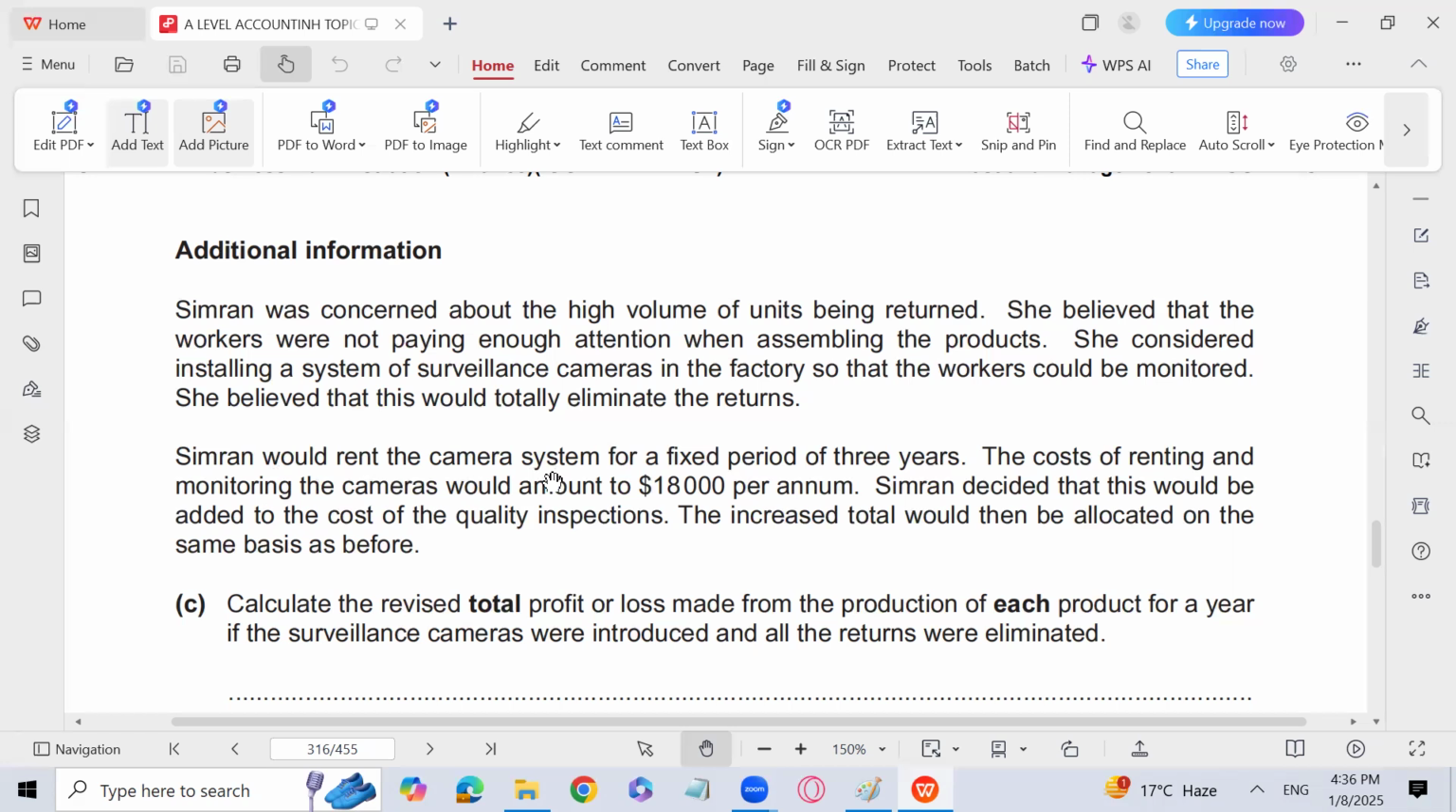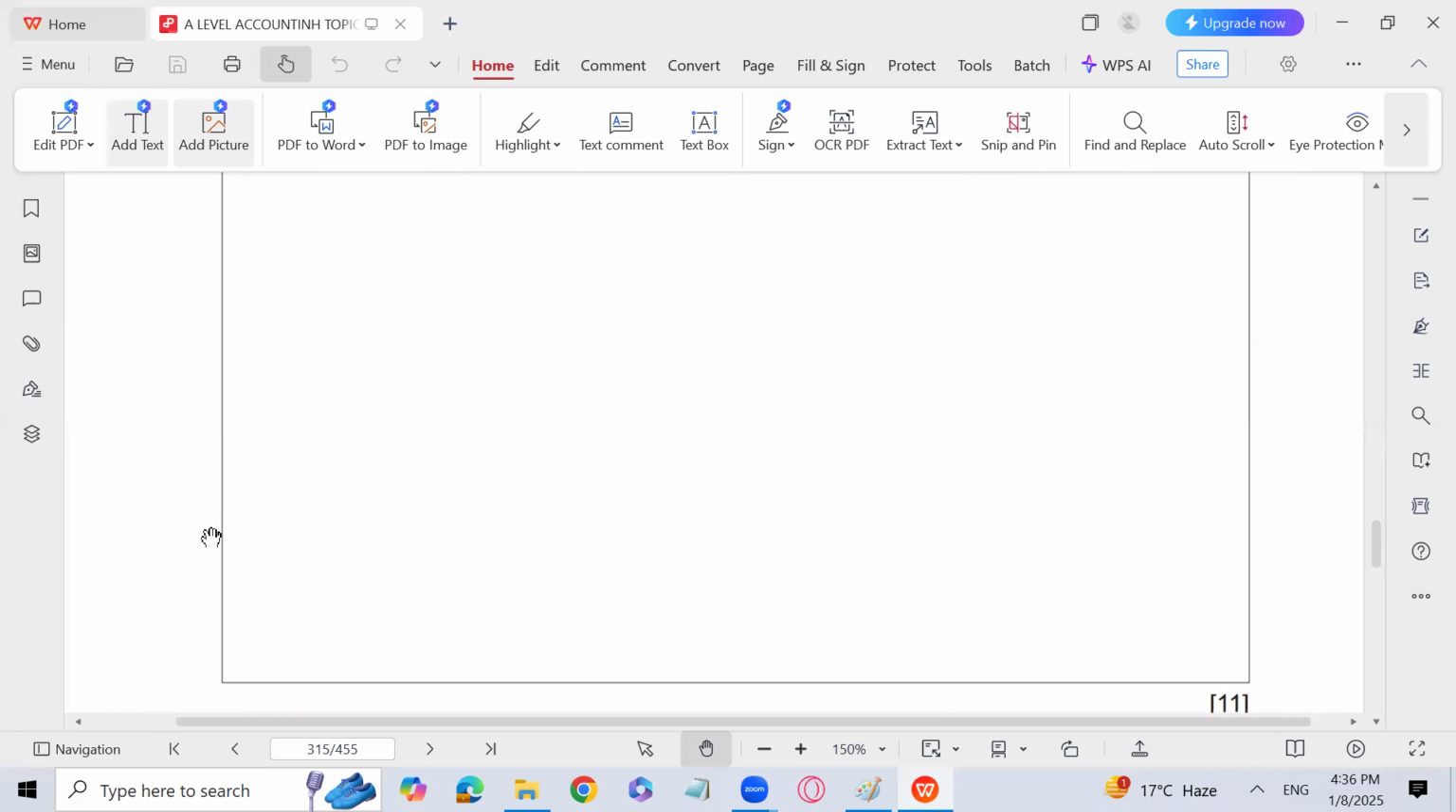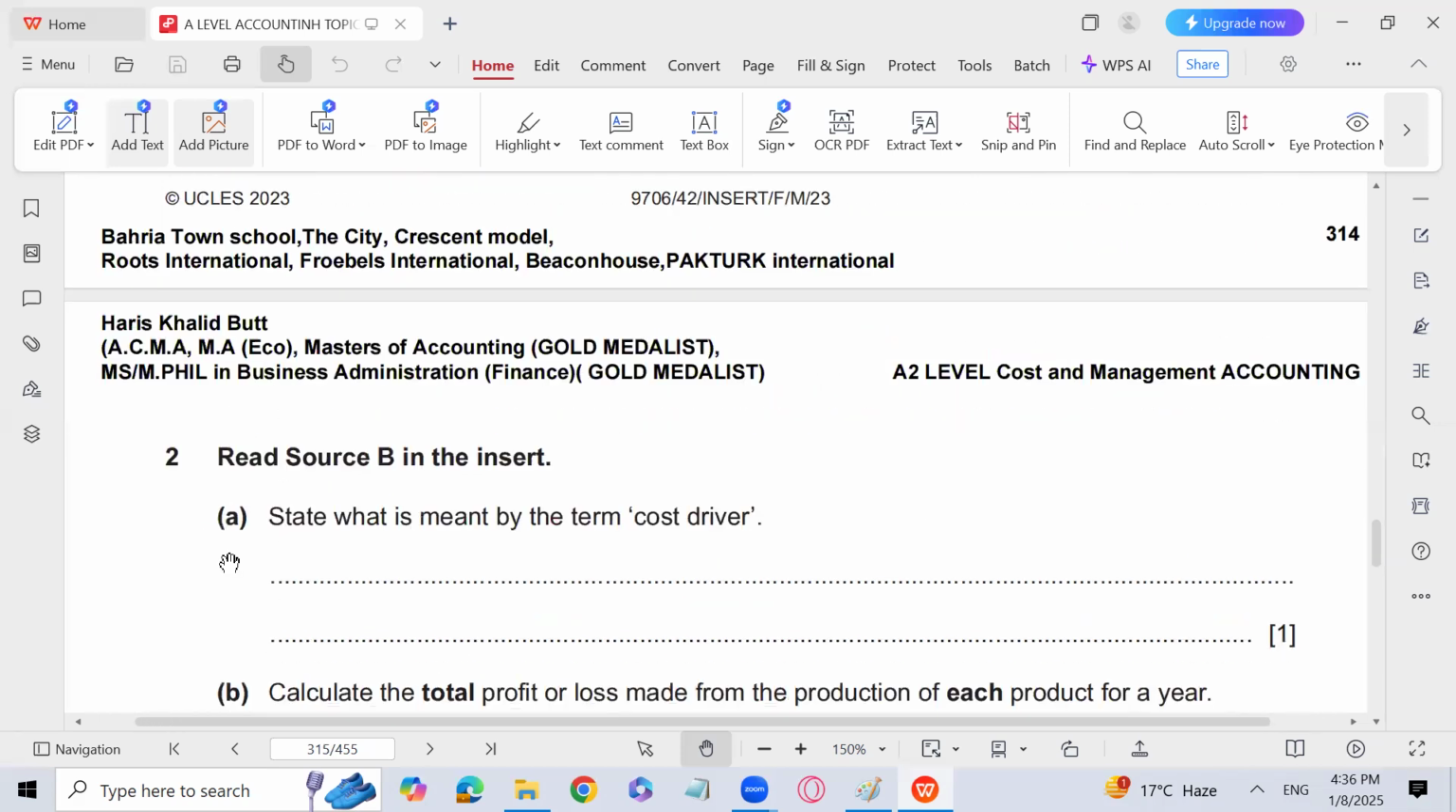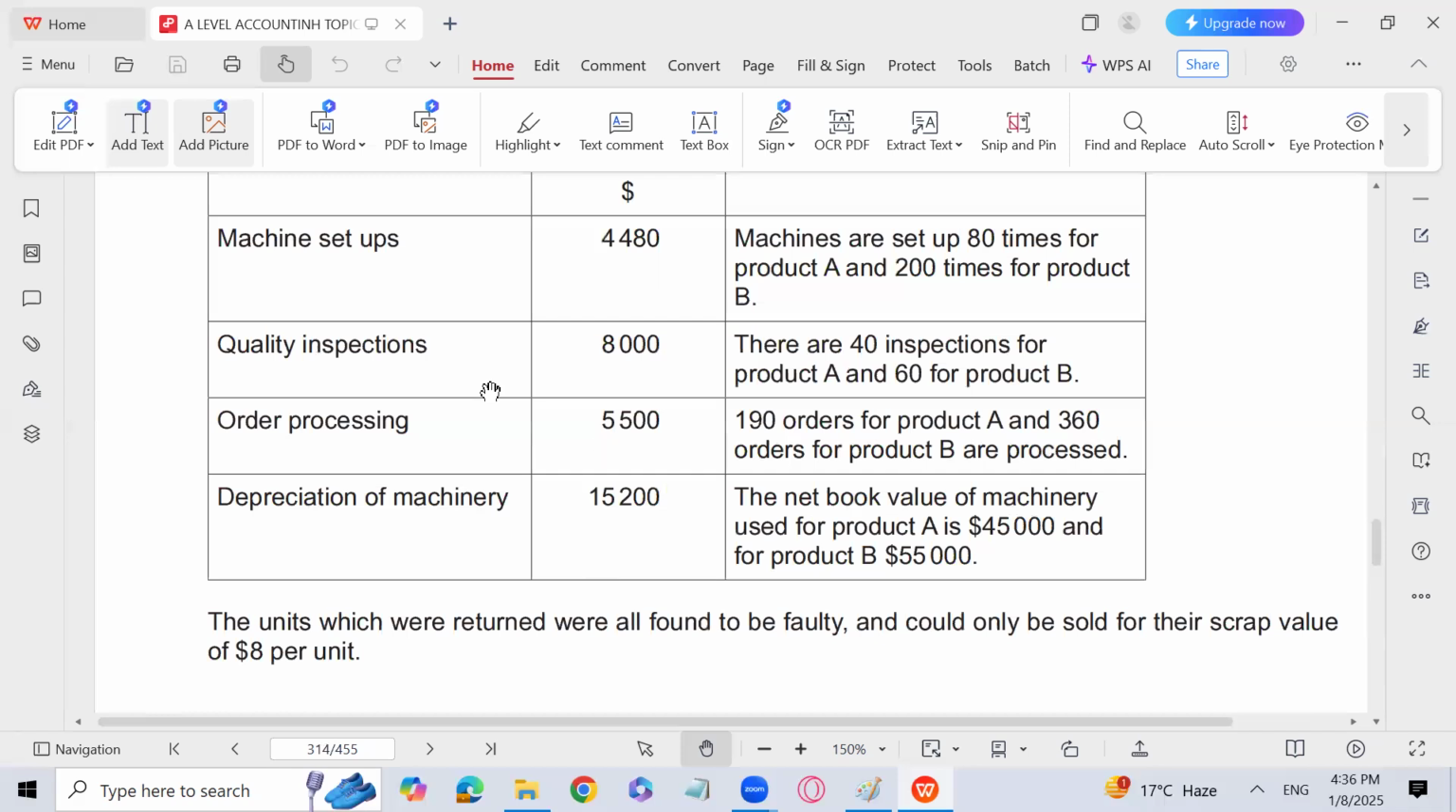Simran would rent the camera system for a fixed period of 3 years. The cost of monitoring the camera would amount to 18,000 per annum. Simran decided that this would be added to the cost of quality inspection. So if you look at the question, what was the amount of quality inspection? We'll go back. Quality inspection cost is 8,000. Now it is increased by 18,000, right? It will become 26,000. But the number of inspections will remain the same.